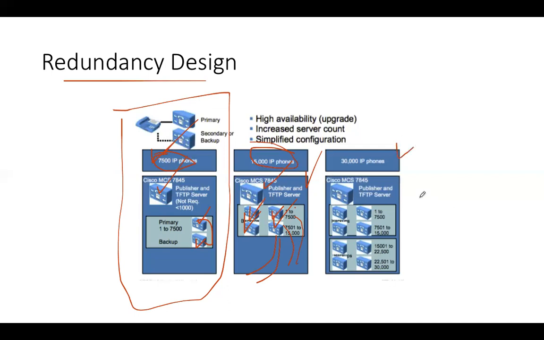And then the final one, 30,000 phones. Total 8 subscribers and 1 call manager publisher, 4 acting as primary and 4 acting as secondary. So that's basically the redundancy design. Any question from this?